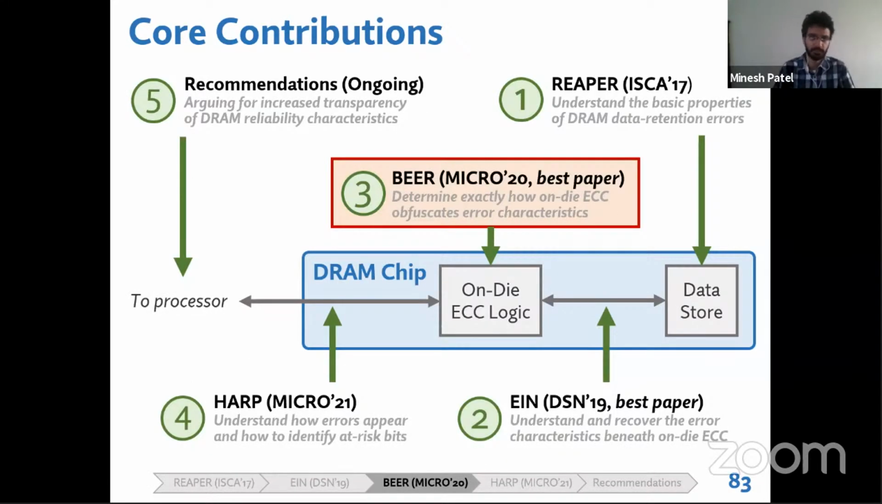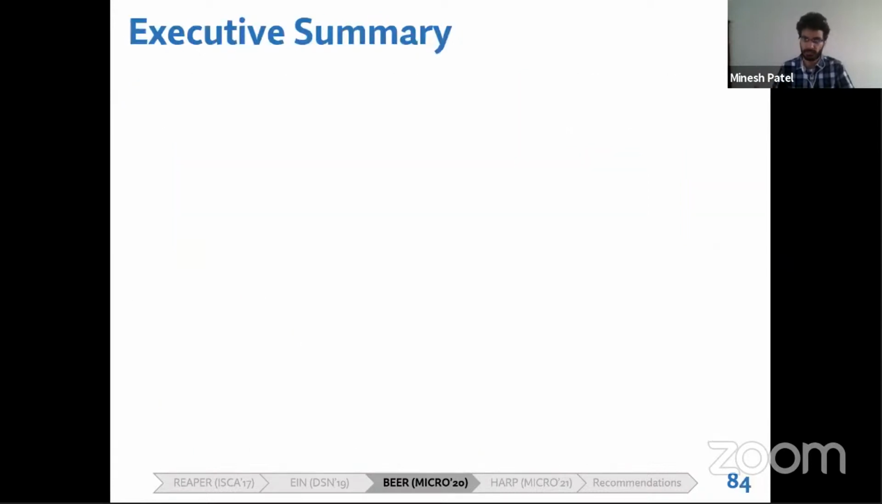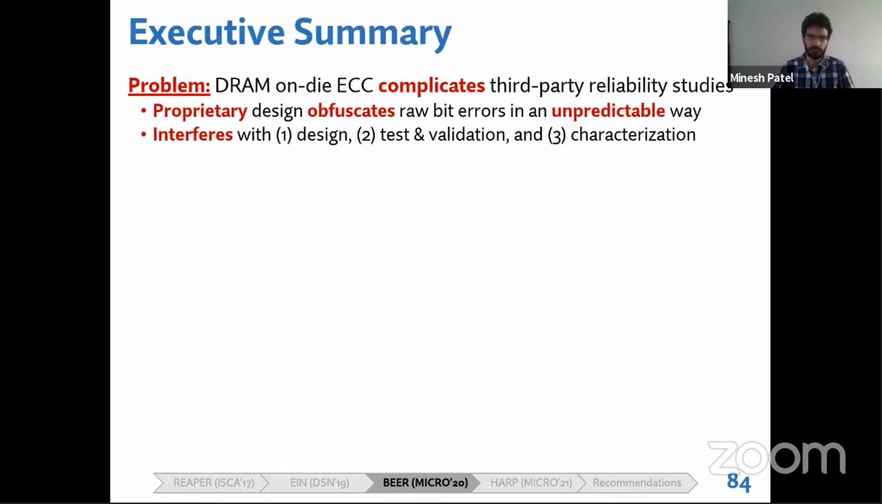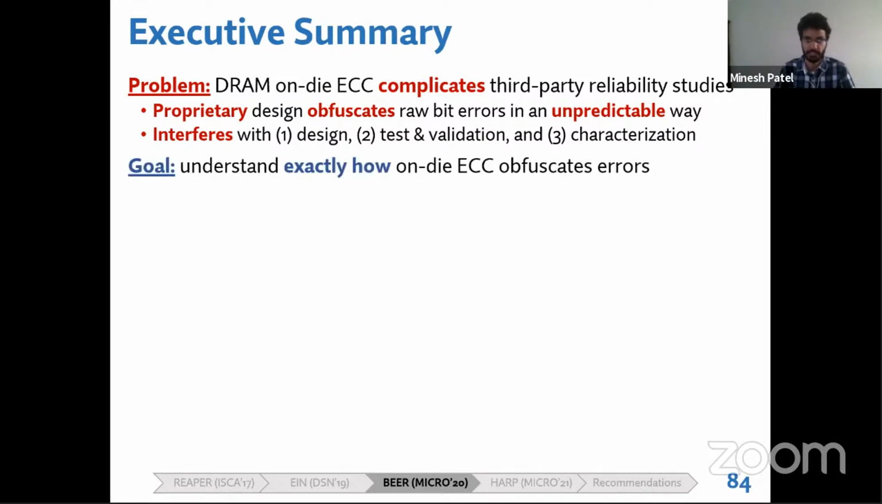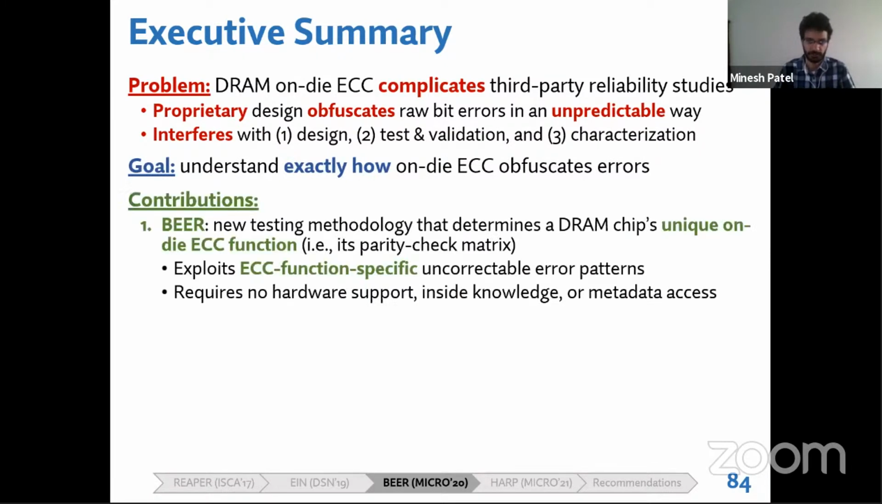I'll move into the next contribution, which is BEER, where we deal with the on-die ECC logic in much more detail. As usual, I'll start out with a high-level summary of this work. The problem that we tackle here is that DRAM on-die ECC complicates third-party reliability studies, and this is very similar to the motivation for our previous work, IRON, right? Here, the proprietary design of on-die ECC obfuscates raw bit errors in an unpredictable way, and this interferes with design, test and validation, and characterization studies. And so our goal is to understand exactly how on-die ECC is obfuscating errors, right? To this end, we make two contributions.